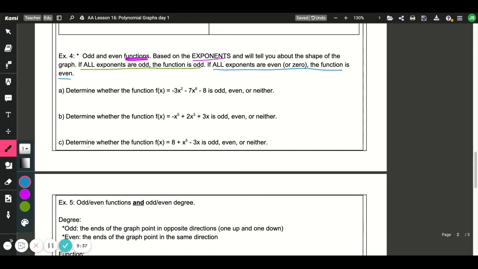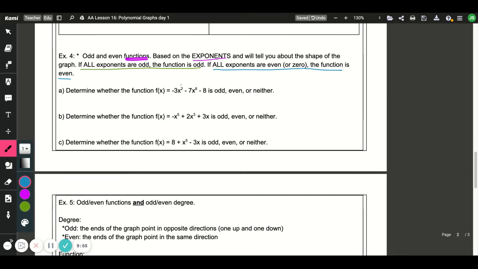There is a longer definition where you test negatives and you plug them in, but we're going to stick with this, okay? So if every single exponent's odd, it's odd. If every single exponent is even or 0, it is even. If it mixes them up, then it is neither.